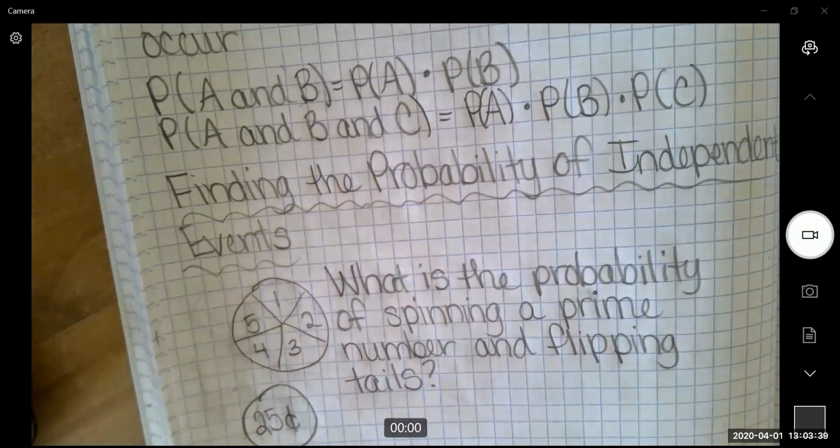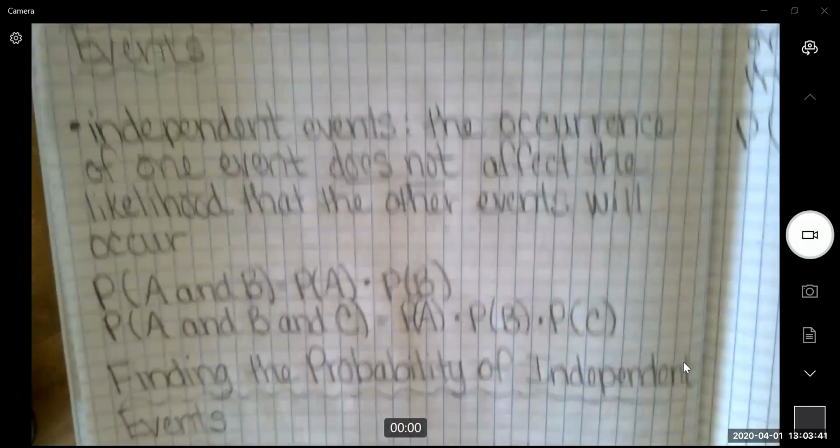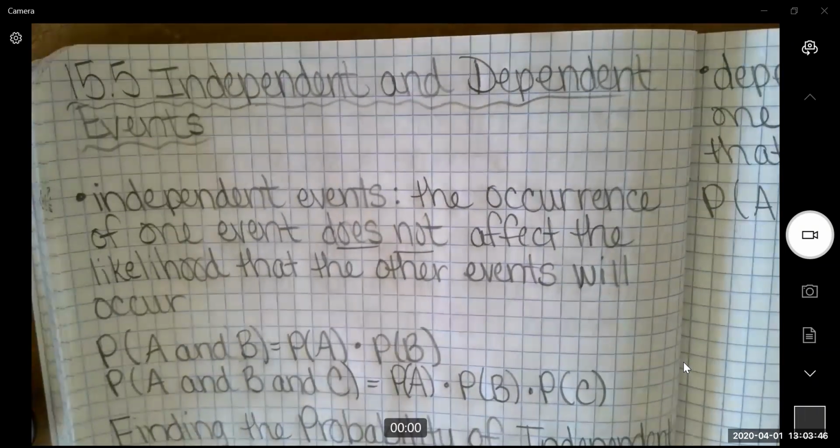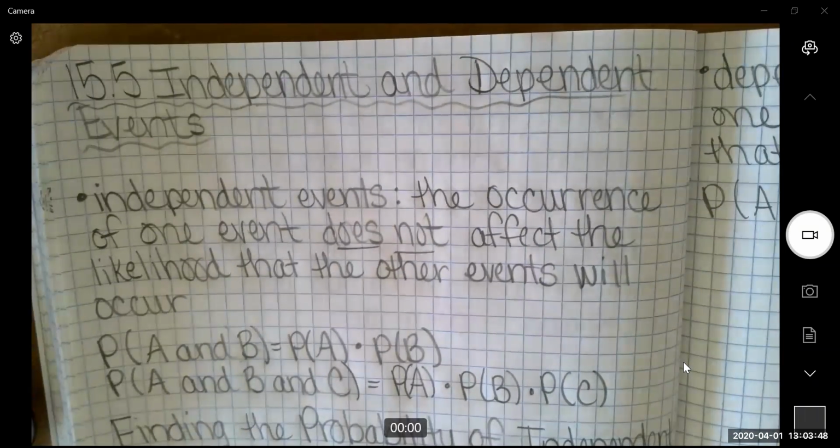All right, try that again. I am very impressed with how well you guys are doing with probability. All right, so we're going to distinguish between independent and dependent events.